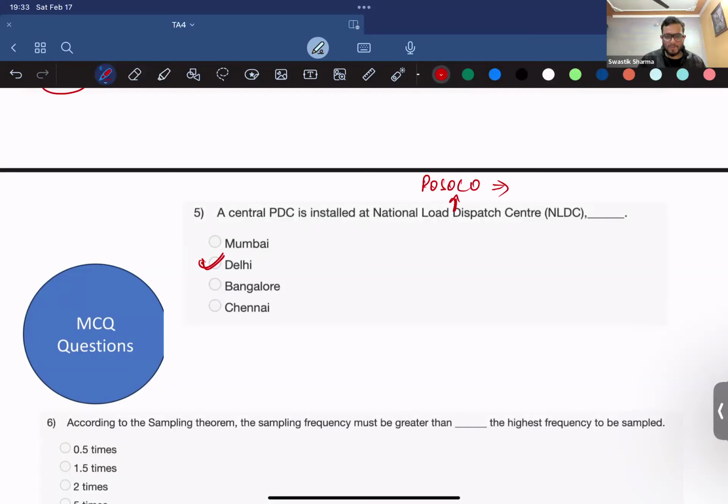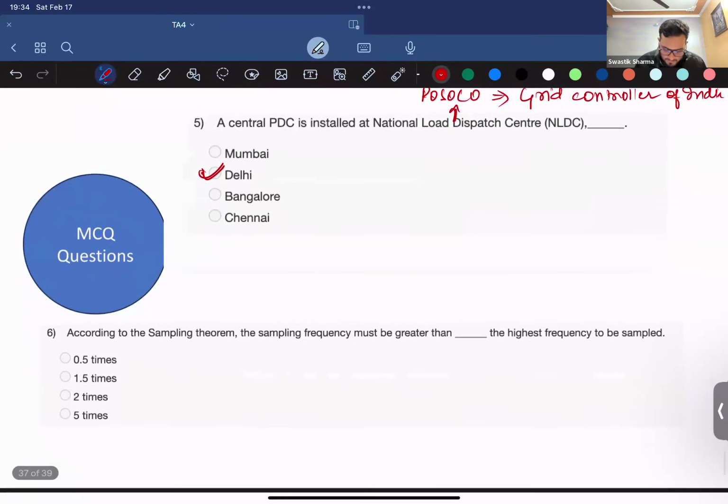What are they called now? Anyone who knows what is the National Load Dispatch Center called now? They recently changed their name last year. Grid Controller of India. Yeah, GCIL or Grid India as well. They have a shorter form as well, Grid India.